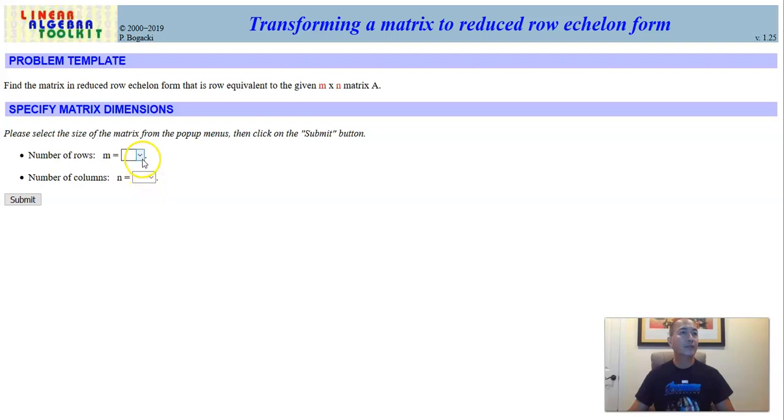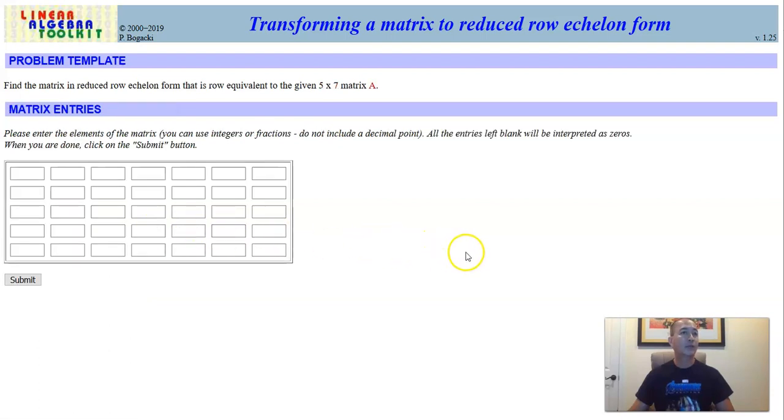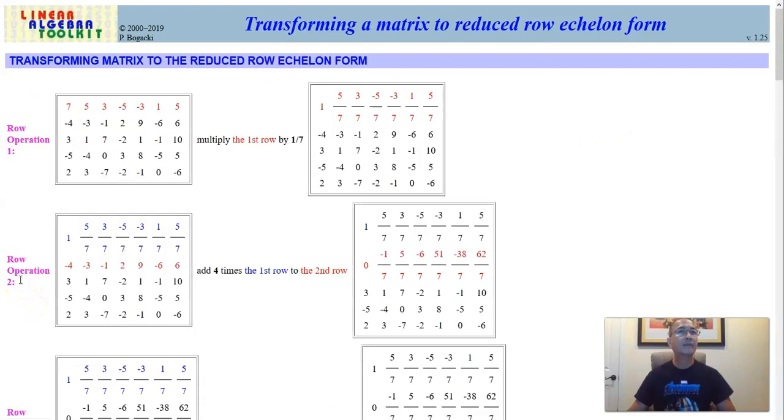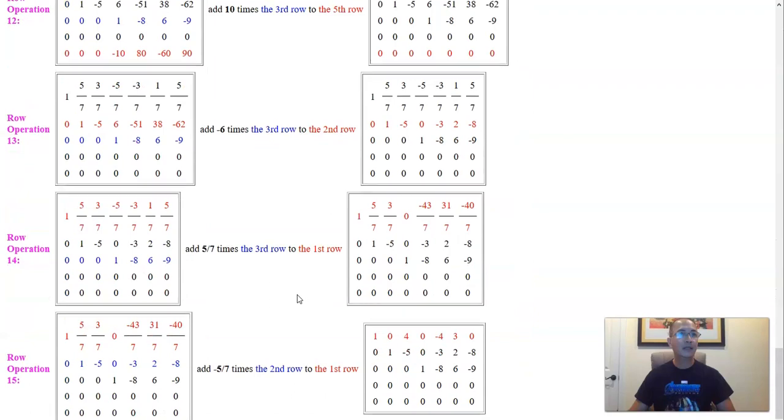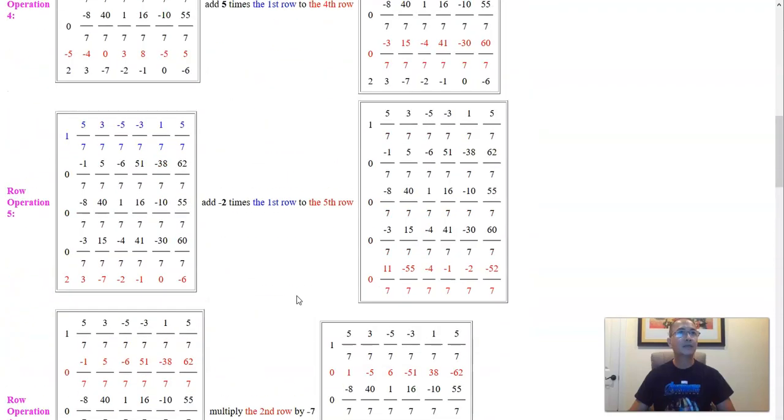Okay, so our first step is to input the number of rows, which we said is 5, and the number of columns, which is 7. All right, so here's our blank matrix. Okay, so I've gone ahead and entered our matrix to save us time, and we are going to click Submit. Ooh, okay. So there's quite a bit going on in this page, and let's take a look at what happened here.